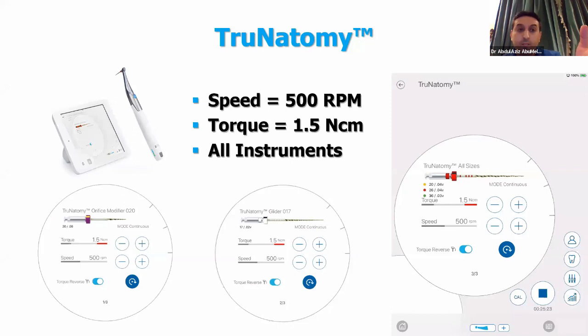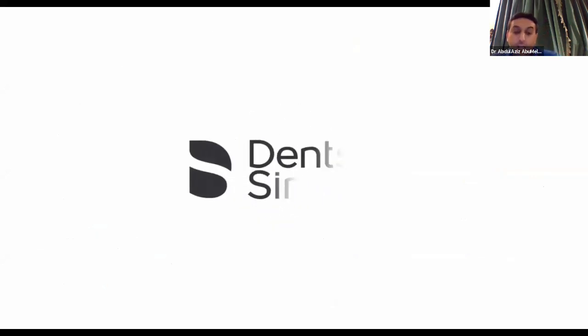How is this system? It only has the motor, and you can pair it via Bluetooth with your iPad with the software installed on it. Most of what's inside that software is patient education, and you can put in all the systems that you like. I'll show this video for you, and you can see the features you have from Dentsply Sirona of the Smart IQ.